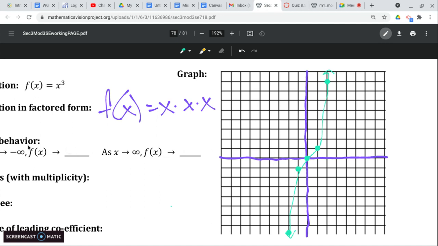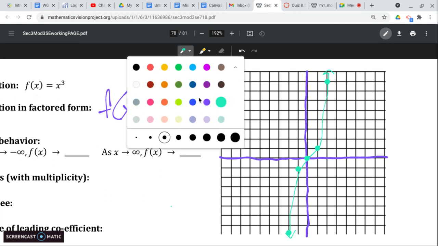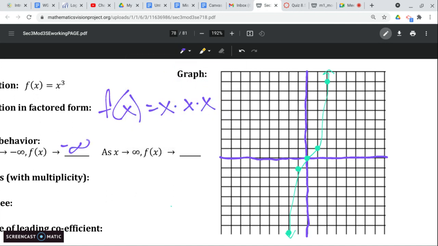So now for end behavior, as x goes to negative infinity, f of x goes to, well, as x is going negatively, so is f of x. So let me change this back. So it's going to negative infinity. And as x approaches positive infinity, well, look, it's going to positive infinity.